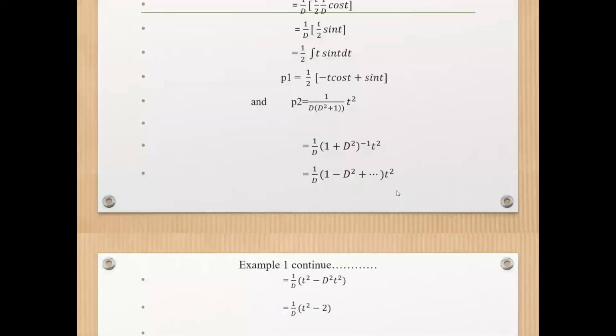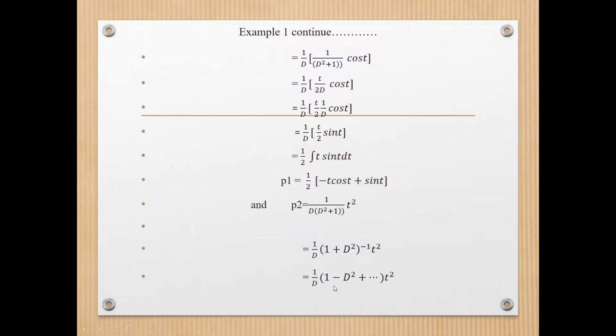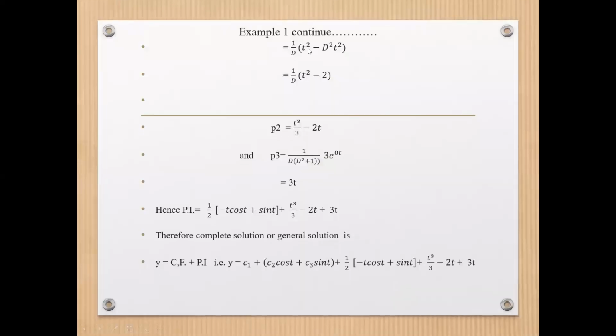Now multiply this term t square inside the bracket. We get 1 upon D into bracket 1 into t square minus D square into t square. We get 1 upon D of t square minus D square t square plus the next term, D raised to 4 into t square. D raised to 4 is nothing but the fourth derivative of that quantity. As you know, the first derivative of t square is 2t, the next derivative is 2, the third derivative is 0, the fourth derivative is 0, the fifth derivative is 0. That's why there is no need to write the next terms and so on, because the derivative becomes 0.